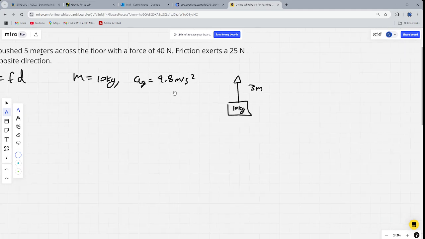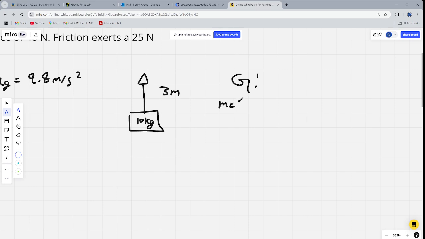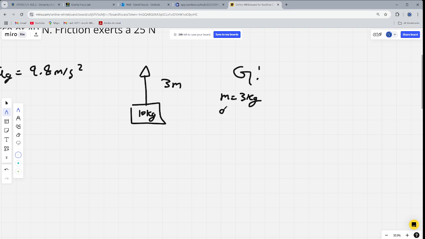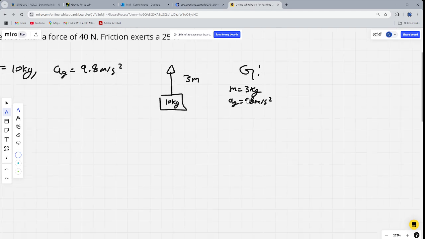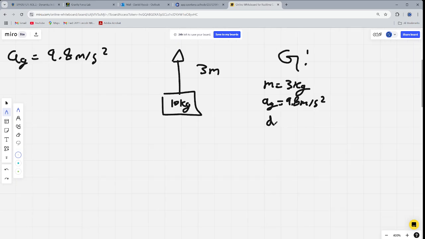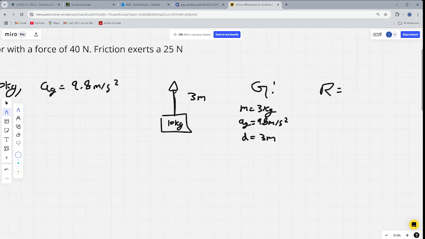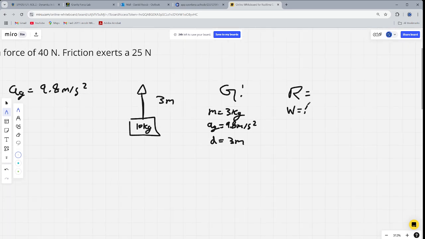Okay. So the way we would go through a question like this is we would go into our givens and we'd say, okay, our mass is equal to 10 kilos. We know the acceleration due to gravity is 9.8 meters per second squared. So that's the acceleration I also have to overcome when I lift it. And we also know the displacement is 3 meters, right? And this question will be asking us to find the work done on the box by me when I lift it.